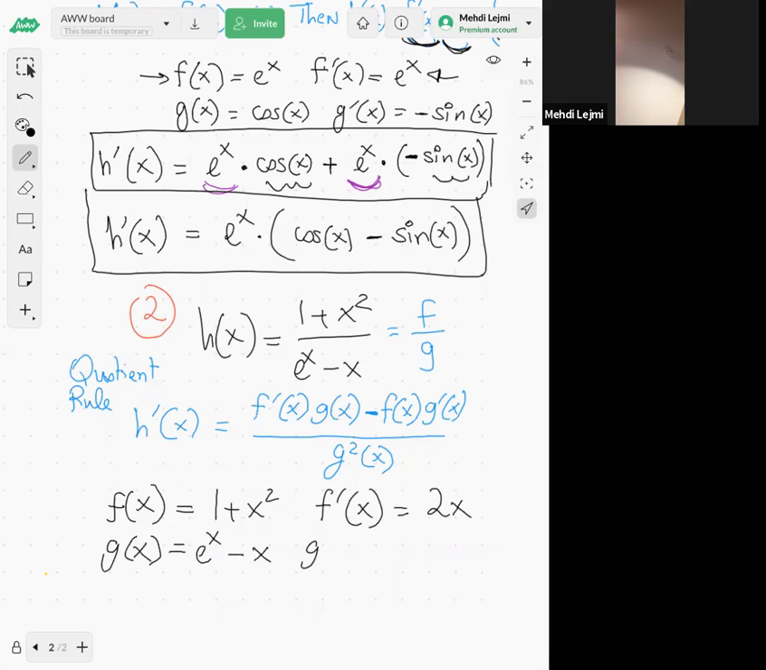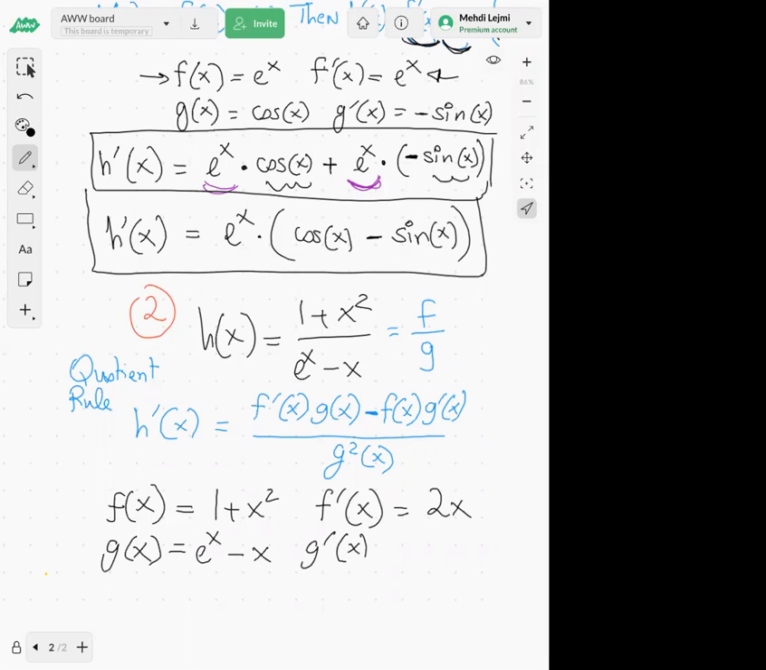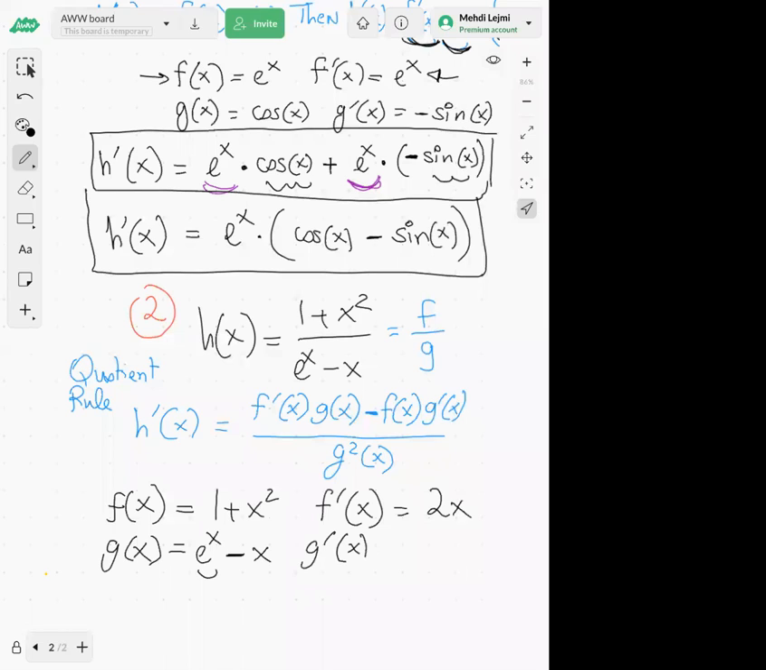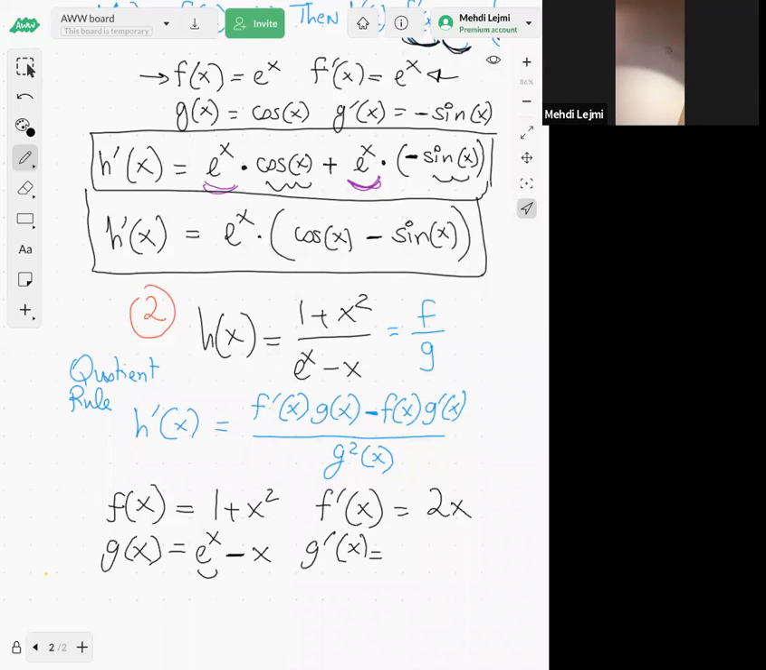So then g prime. Here, guys, e to the x minus x, it's a subtraction, right? So it's not a product, it's not a quotient. All you have to do is compute the derivative of each term. So the derivative first of e to the x, we just said the derivative of e to the x is e to the x. There's minus, and the derivative of x is 1, right? Apply the power rule. This is x to the power 1, so it's 1.